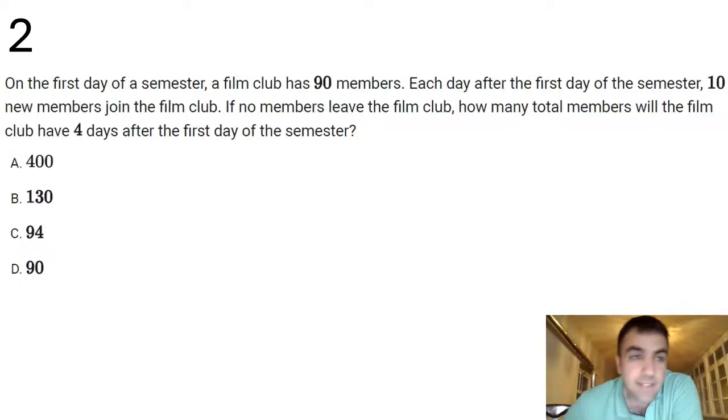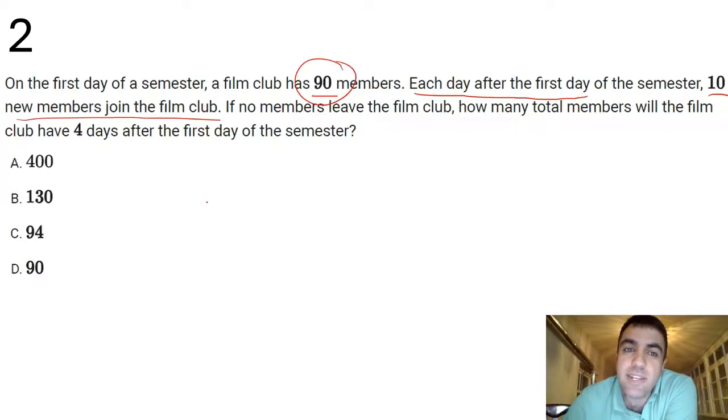Fear says it is B. Okay, let's solve this problem. On the first day of a semester, a film club has 90 members. Each day after the first day of the semester, 10 new members join the film club. Okay, the initial value is 90, right? 90 plus 10D. Each day, 10 new members join.